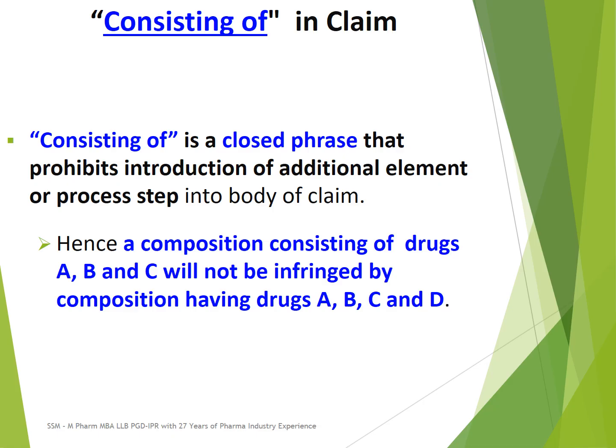If instead of "consisting of", "comprising of" is used in this claim, then it becomes broader. If it is a composition comprising of drug A, B and C, then any other composition which is having drug A, B and C and any additional drug will be infringing the claim having "comprising of". But if "consisting of" is being used in the claim, then any other composition having drug A, B, C and any additional drug will not infringe the composition consisting of drug A, B and C. So that is the difference between "comprising of" and "consisting of".